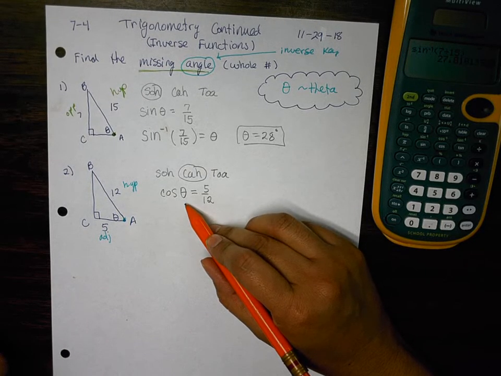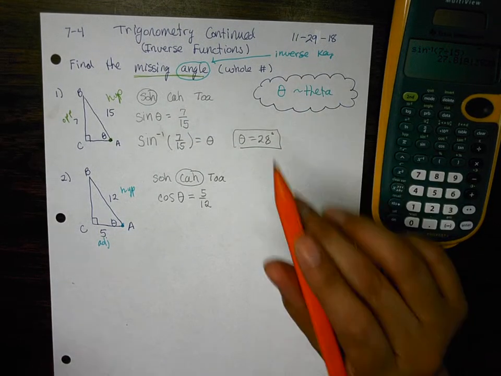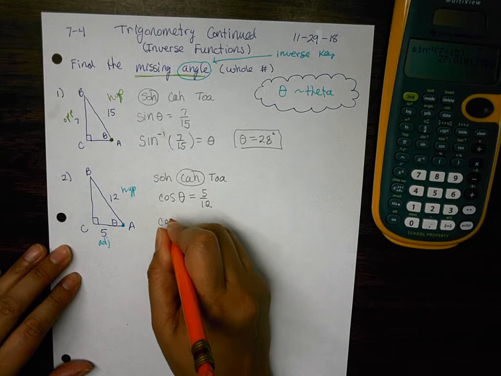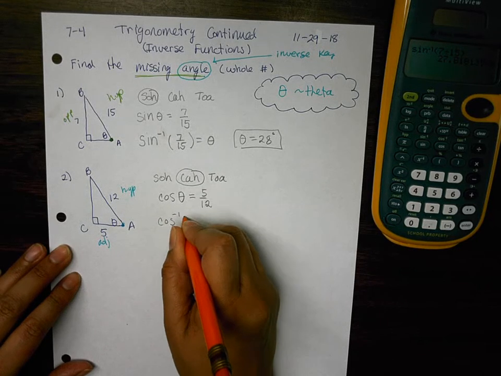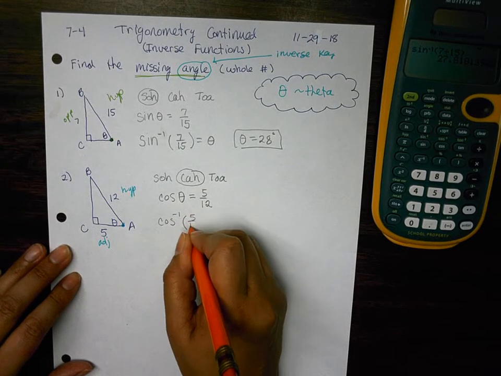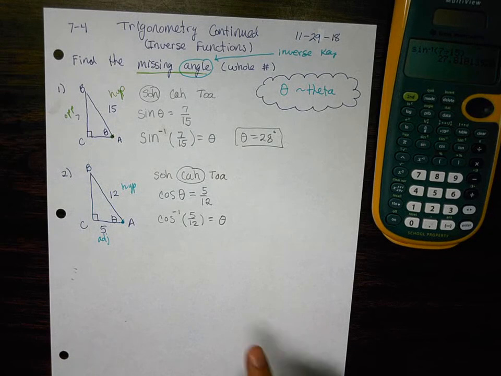When you're looking for an angle, what special key are you going to use in your calculator? The inverse key. Now, in order to do that, don't plug it in yet, you have to write it on your paper for me, otherwise I'm going to assume you cheated. Cosine -1, what comes next? 5 over 12 equals theta.